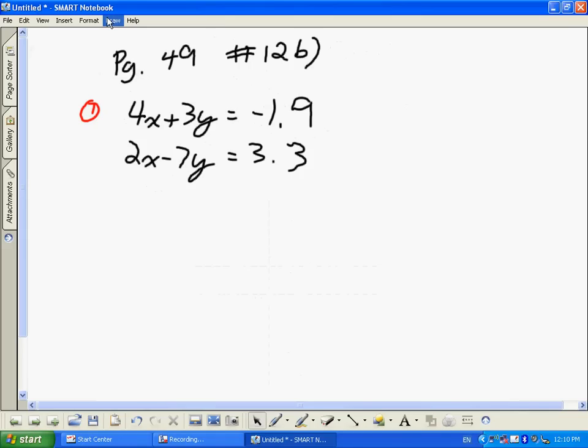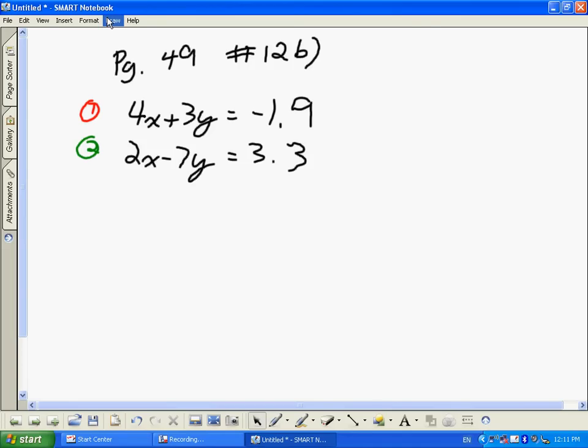3y equals negative 1.9. The second equation is 2x minus 7y equals 3.3. We're going to use substitution. I'm going to say it's probably the easiest style for solving the points of interest between x and y. So, I'm going to take the first equation and set it equal to y. Okay? I'm just choosing one.